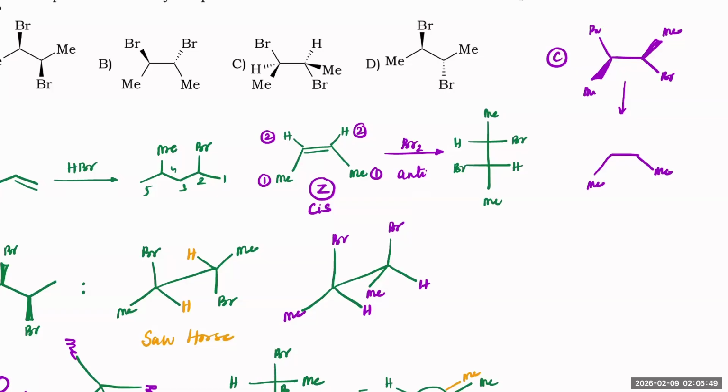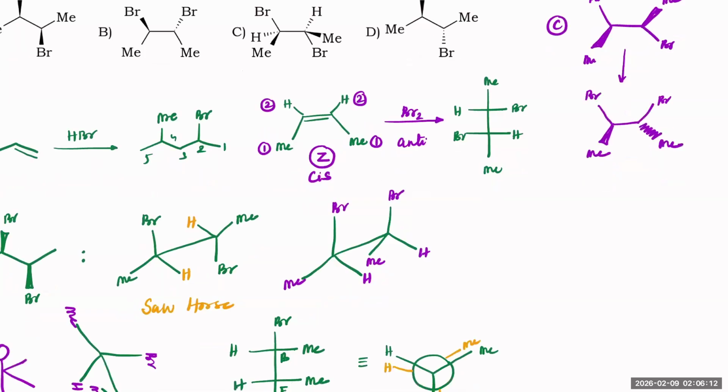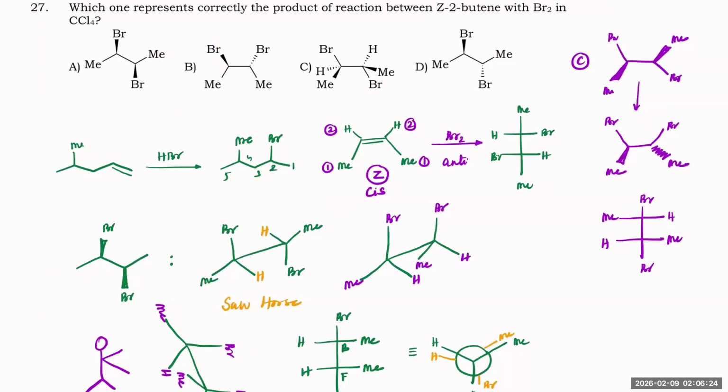If I'm trying to bring this methyl and methyl to the same side, they won't come to the same side, because when you operate like this, we will get Br and Br on the same side. But now when it comes to the methyls, you will see this methyl is fixed, but as you rotate, this methyl will go inside. So this methyl and methyl will be like this. So what do we get? We will get Br and Br, and one methyl here, one methyl here, and H and H. This is for option C.